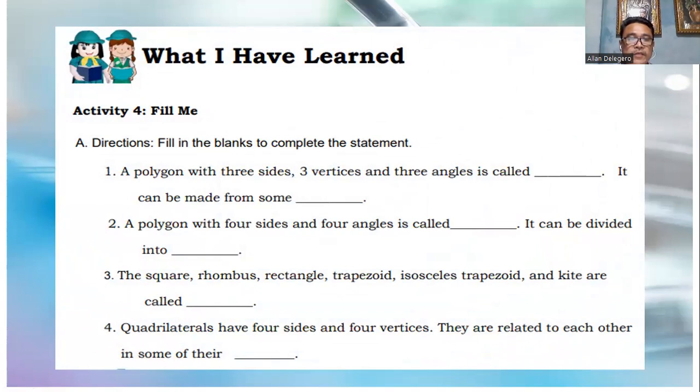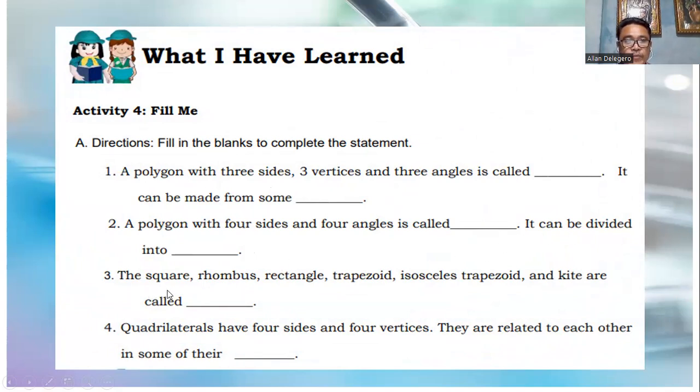Directions. Fill in the blanks to complete the statement. Number 1, a polygon with 3 sides, 3 vertices, and 3 angles is called blank. It can be made from some blank. 2, a polygon with 4 sides and 4 angles is called blank. It can be divided into blank.